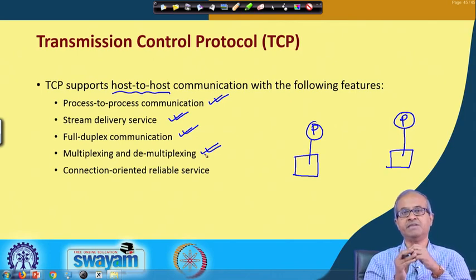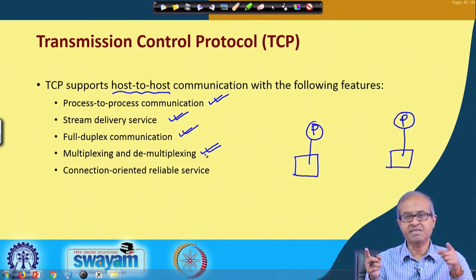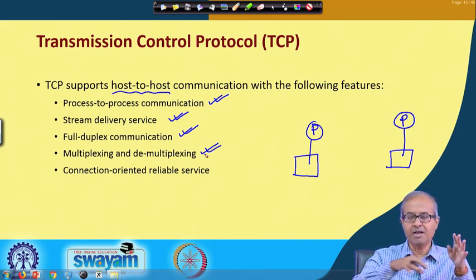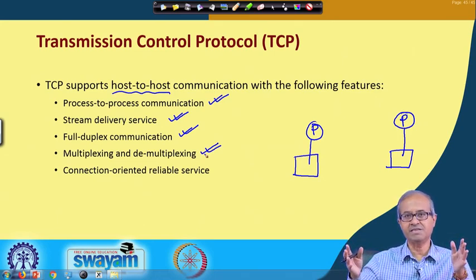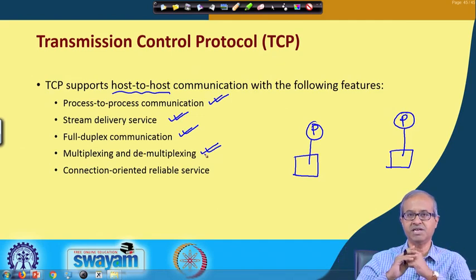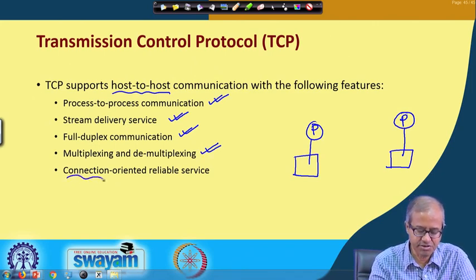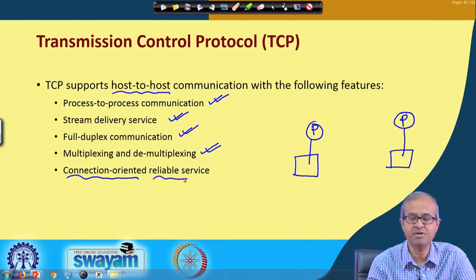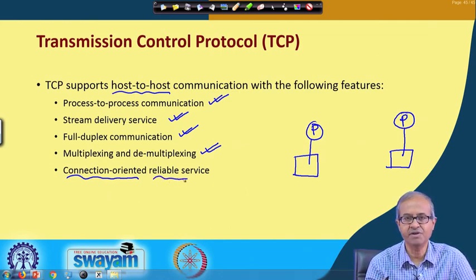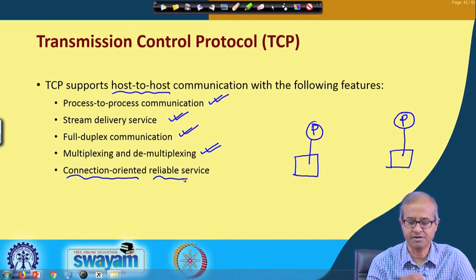Multiplexing and demultiplexing means multiple active connections may be present between the two ends and multiple packets for multiple connections can flow through the same links and same logical links. These are called multiplexing and demultiplexing. And TCP ensures connection oriented and reliable service. This briefly we have mentioned earlier, that there are a few features using error control, retransmission. So, it tries to ensure this kind of features.